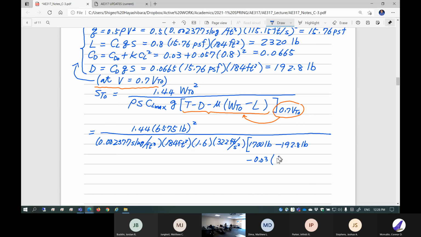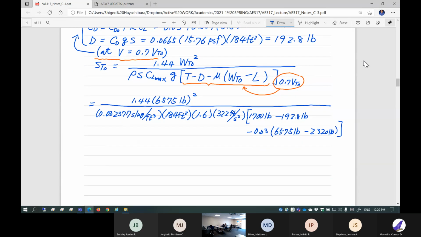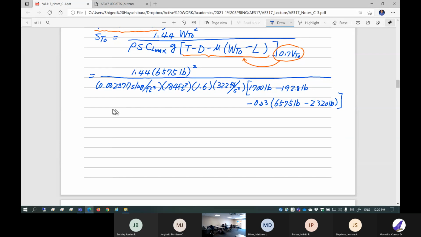W takeoff 6,575 pounds. Takeoff weight minus lift is 2,320 pounds. Okay, so here we go. If you compute it, I hope you compute it, this is 2,003 feet. This is takeoff distance.